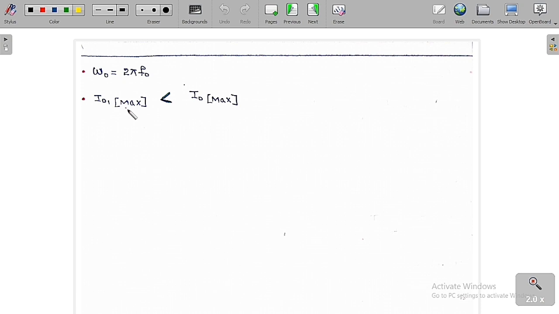So by comparing these two things, we can simply say that this value is always less than I naught max. So the maximum value of the fundamental component of the output current is always lesser than the maximum value of the output current. So this is the relation that you need to easily remember.